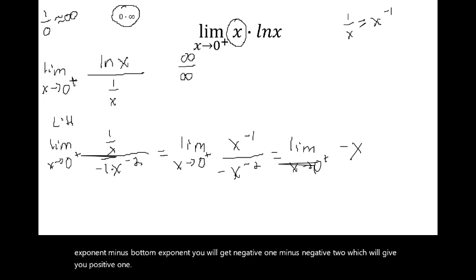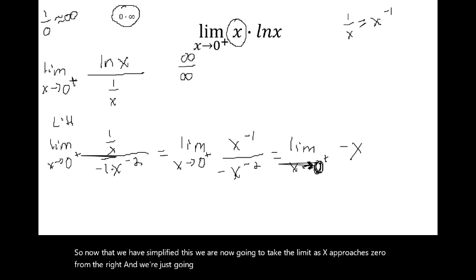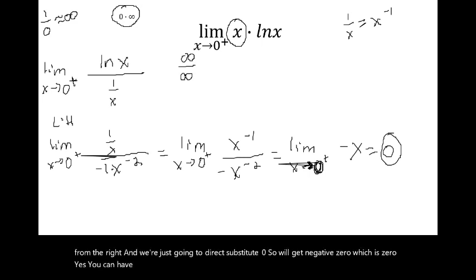Now that we have simplified this, we take the limit as x approaches 0 from the right, and we just direct substitute 0. So we'll get negative 0, which is 0. Yes, you can have a limit come out to 0. 0 is a real number, so your final limit is equal to 0.